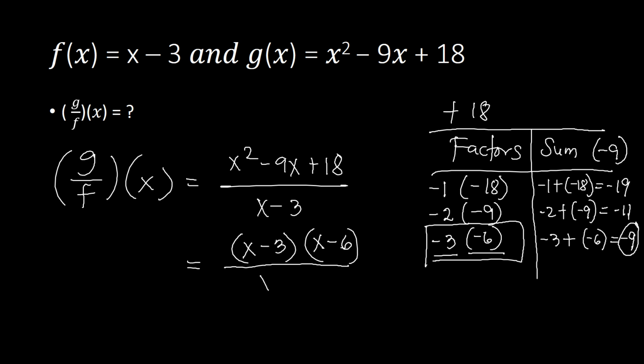Then we copy our denominator. Notice they are the same, so we cancel it out. And that is equal to x minus 6 over 1, or simply x minus 6. So this is now our g over f of x.